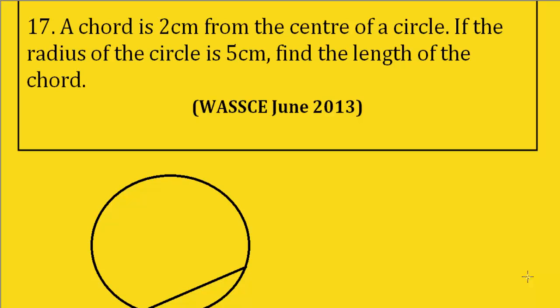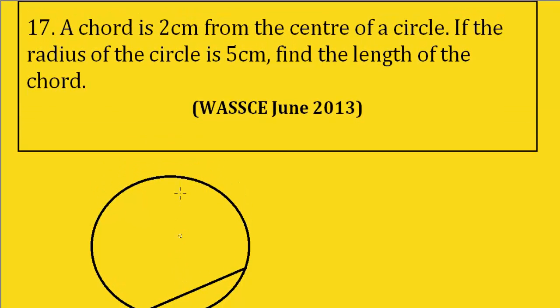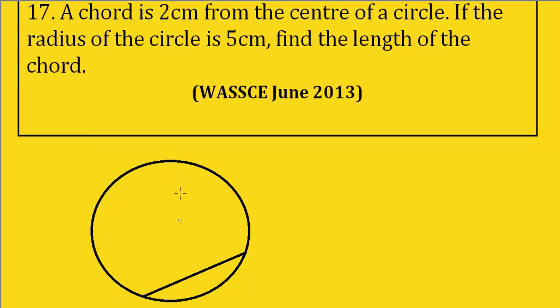So here we have a circle, and as you can see, I've drawn a line joining 2 points of the circumference, and this line here is a chord, and that's the definition of a chord. But we've been given some important information. We've been told the chord is 2 centimeters from the center of the circle. So the center of the circle will be somewhere here. This is just a sketch.